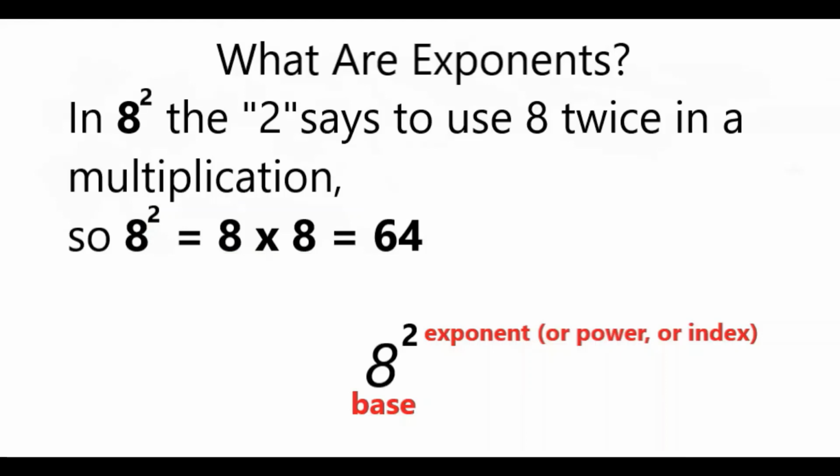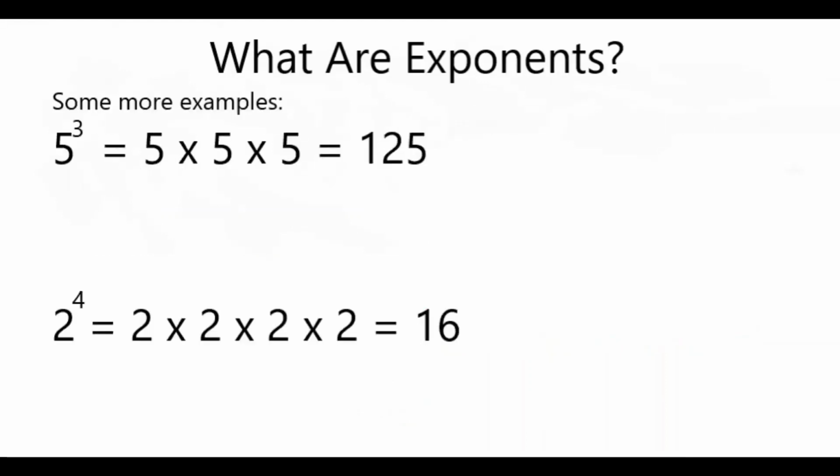Okay, so I've got some other examples here just to kind of show you what exactly I'm talking about with exponents. So we've got 5 to the third power, or 5 cubed, and I'll give you other phrases in a moment here, which is basically 5 times 5 times 5, which equals 125. Here I've also got 2 to the fourth power, which is basically you're writing out 2 times 2 times 2 times 2, which equals 16.